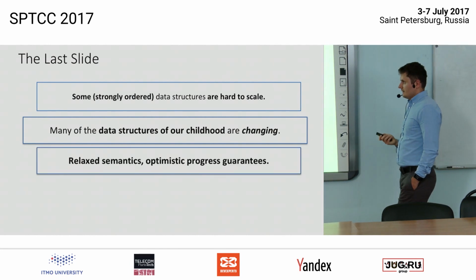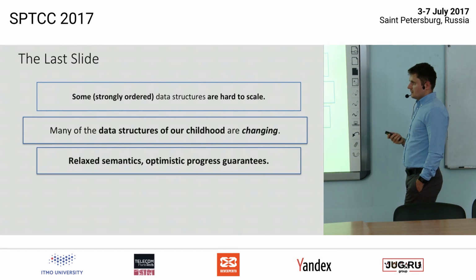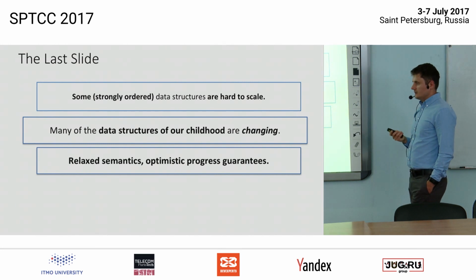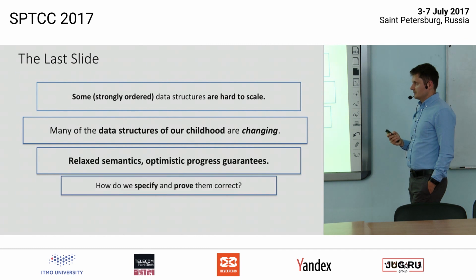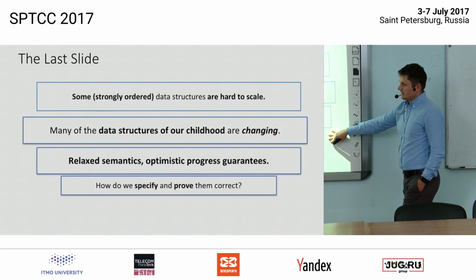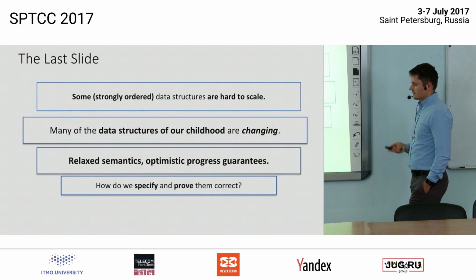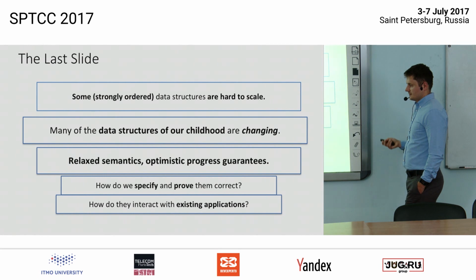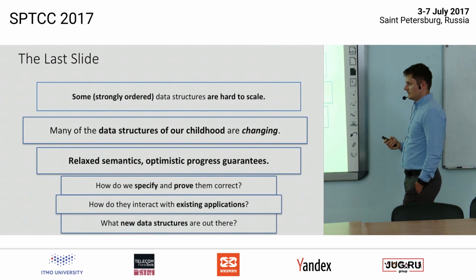Then two instances of relaxation that I gave you were relaxed semantics and optimistic progress guarantees. Then I think there are very interesting open questions related to this. Basically, how do you exactly specify what's going on with this data structure? How do you relate it to something that people can understand and work with more easily? And then how do they interact with applications? This is still not exactly clear.